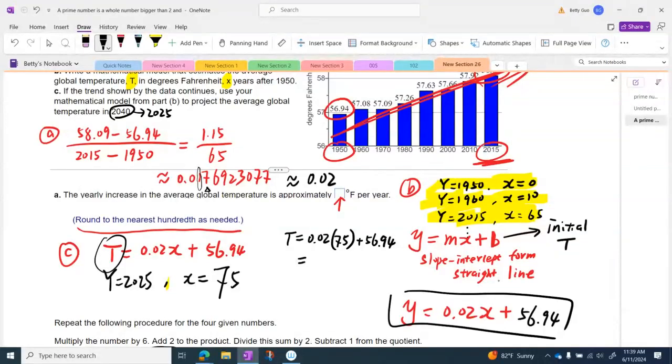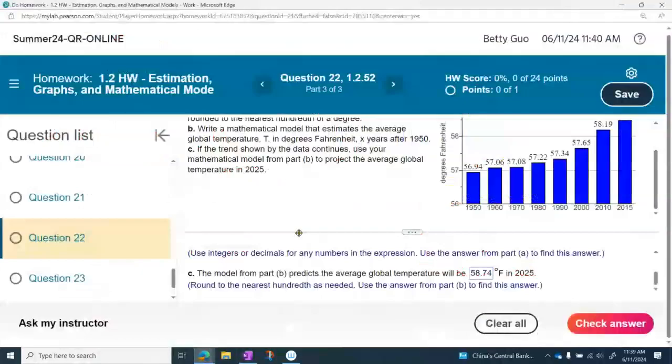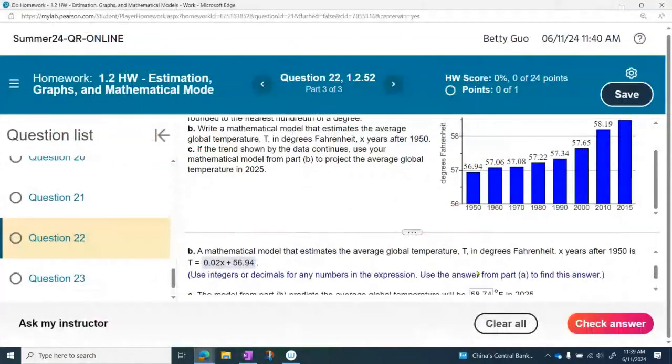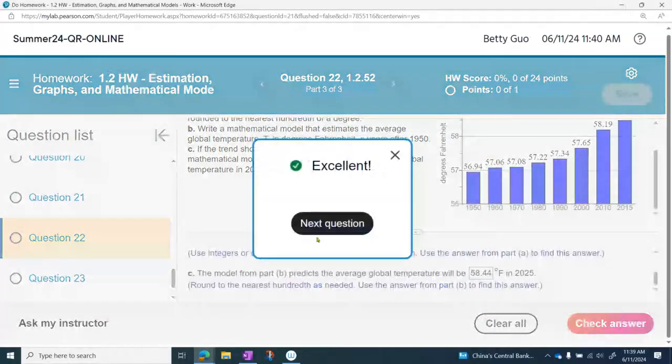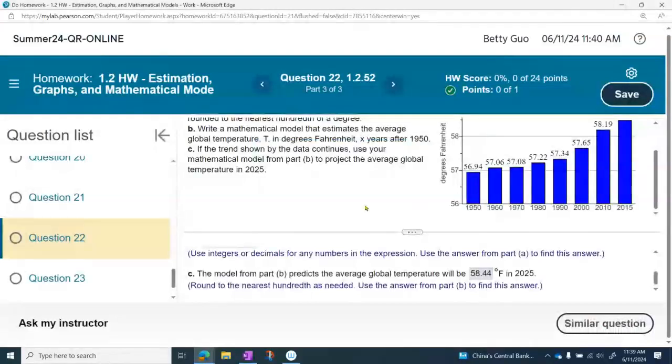We multiply 75 by 0.02. We have 1.5. And we add 1.5 to 56.94. We got 58.44. Do you have the same thing? There we go. You see that, guys?